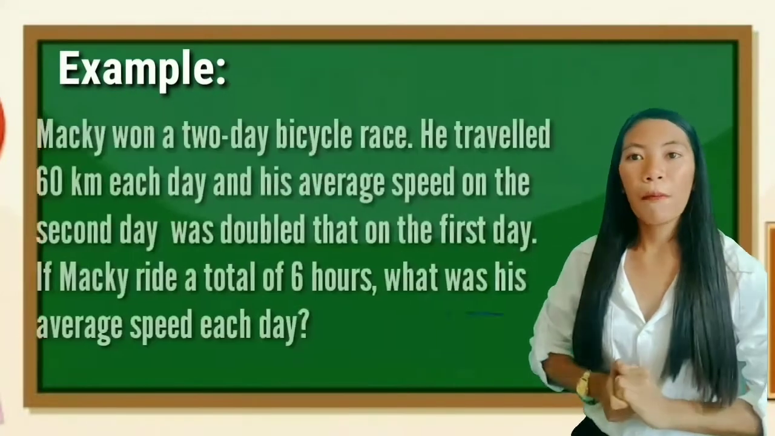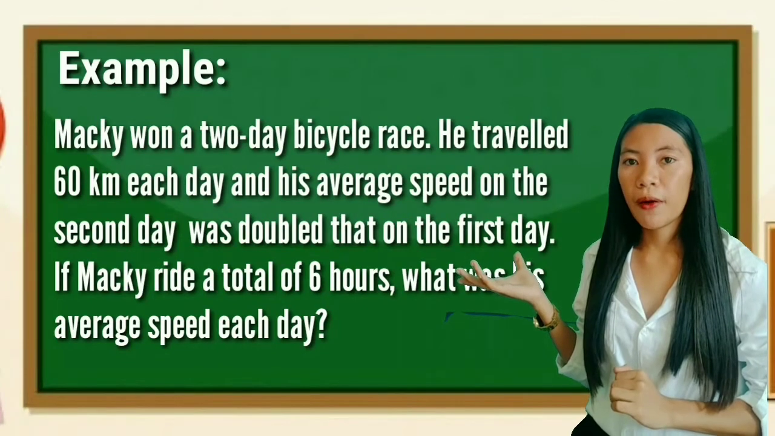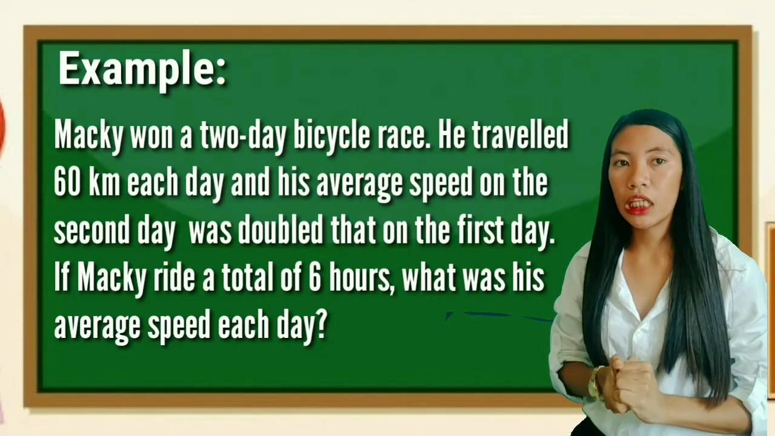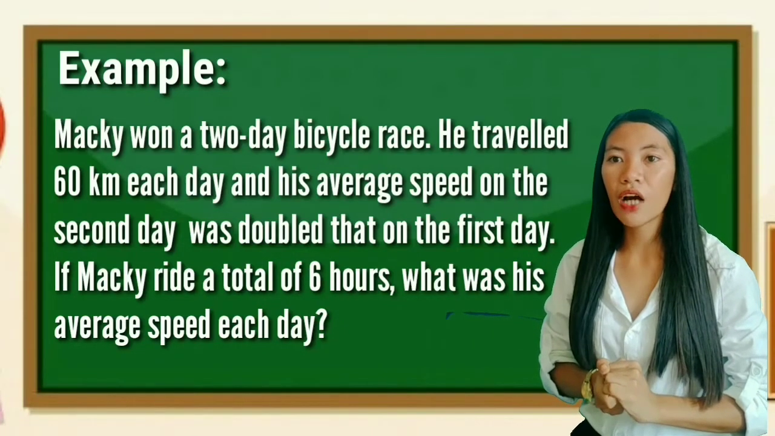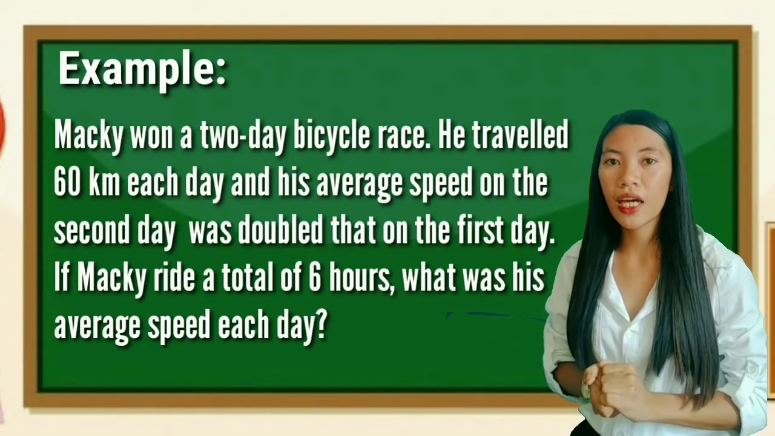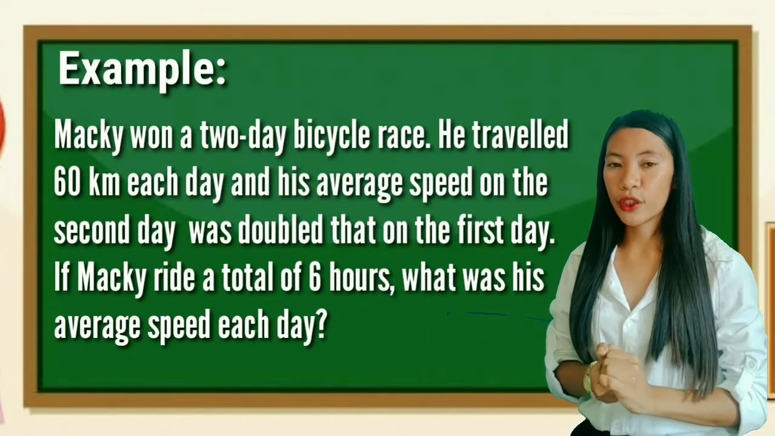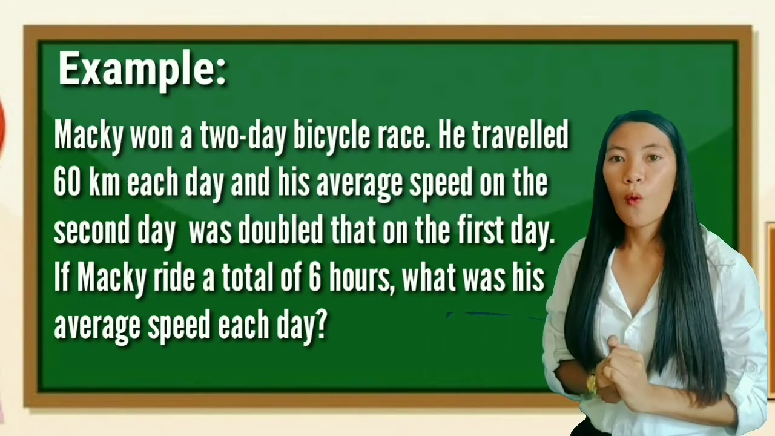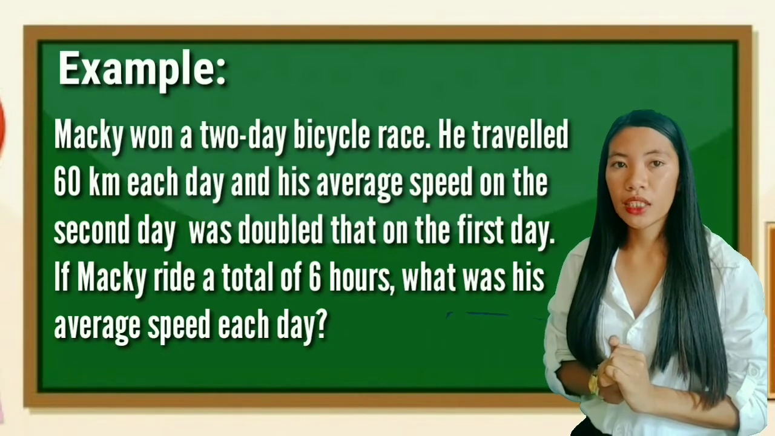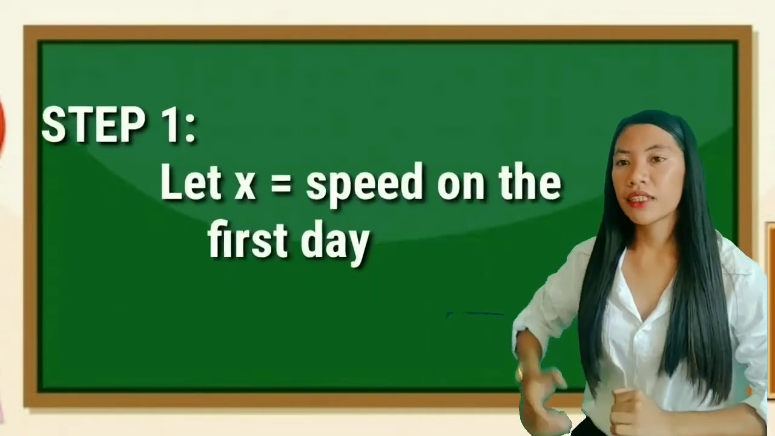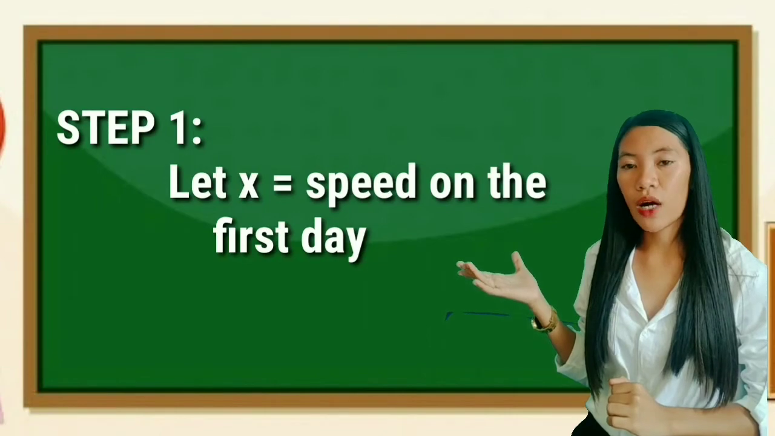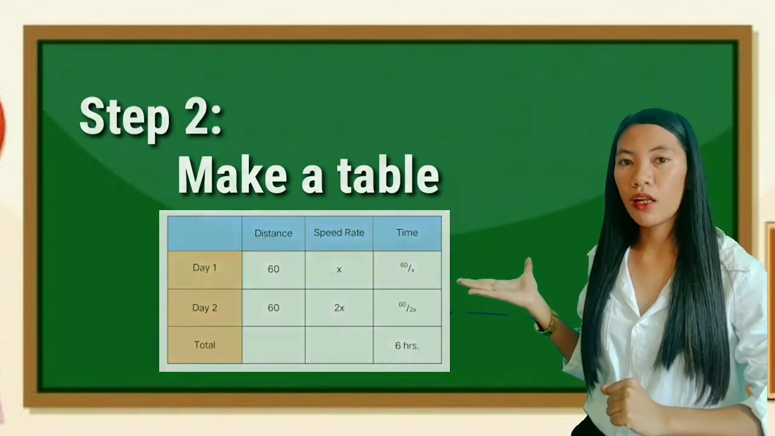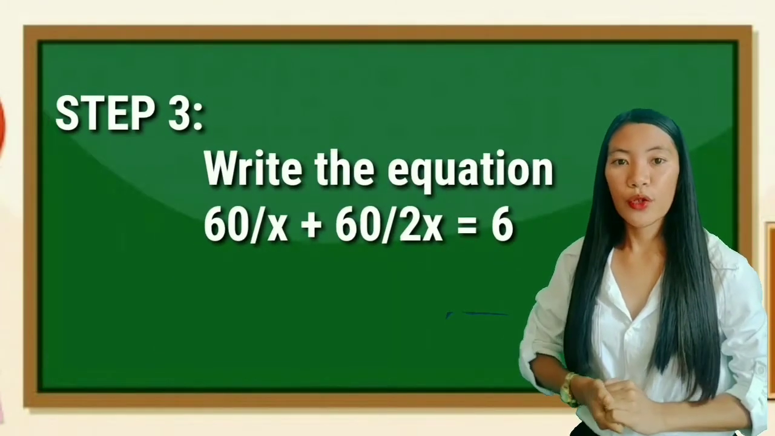Example: Maki won a 2-day bicycle race. He traveled 60 kilometers each day, and his average speed on the second day was double that of the first day. If Maki rode for a total of 6 hours, what was his average speed each day? Step 1. Let x equal the speed on the first day. Step 2. Make a table. And step 3. Write the equation.